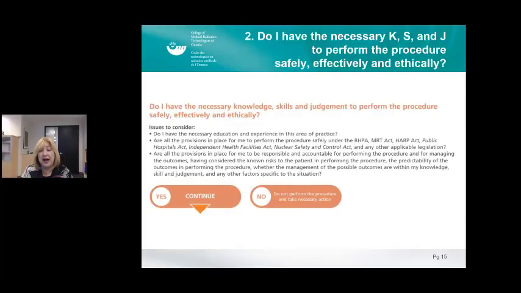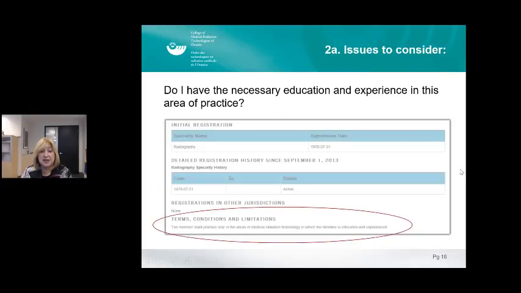The second one, do I have the necessary knowledge, skill, and judgment to perform the procedure safely, effectively, and ethically? So issues to consider under here. Do I have the necessary education and experience in this area of practice? So as of January 1, 2018, all of our members now have this new term, condition, and limitation that's on our certificates of registration that says the member shall practice only in the areas of medical radiation technology in which the member is educated and experienced.